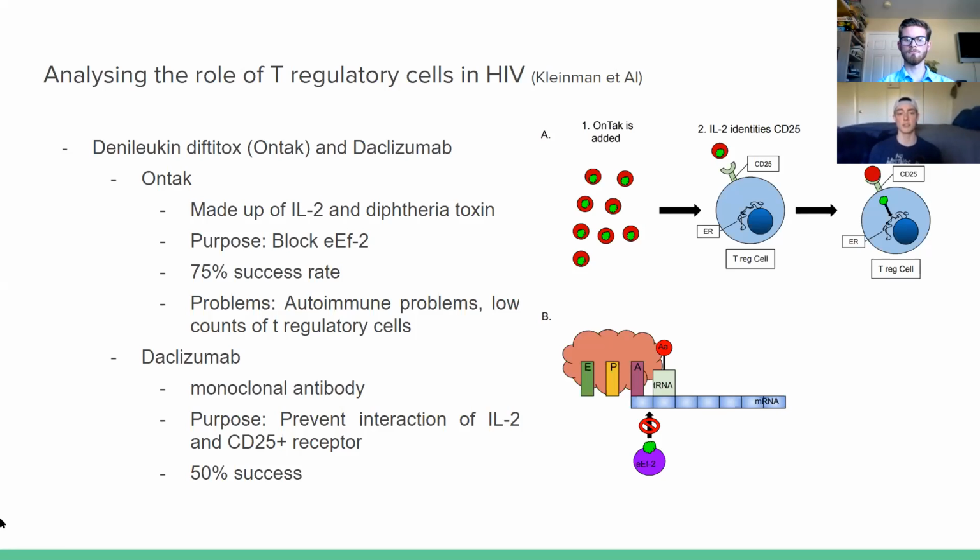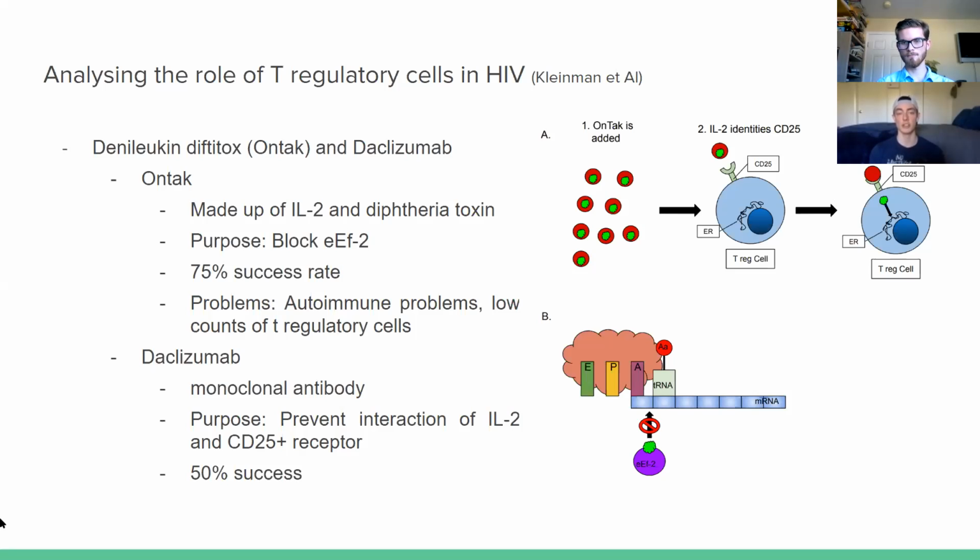So the team set out to try and figure out a way to kill off T regulatory cells themselves. And they did this by using two different drugs, Ontak and daclizumab. Ontak is made up of IL-2 and diphtheria toxin. The IL-2 would bind to a CD25 receptor, allowing the toxin to enter the cell. The toxin would then go to the ER, where it would block EEF2. And the purpose of EEF2 is that in the ribosome, the mRNA has to move from the A site to the P site, and this is done by EEF2.